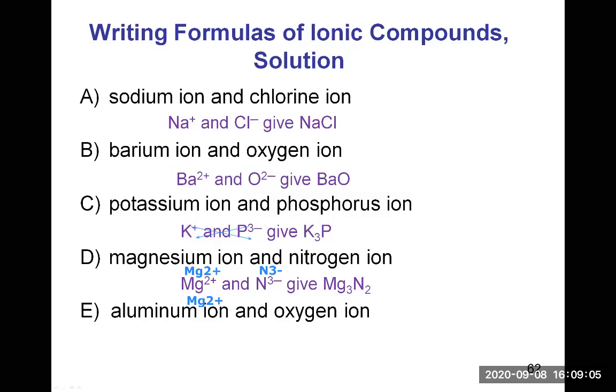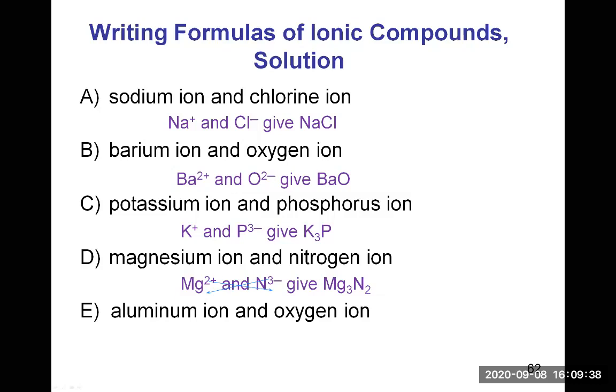You can also use the crisscross trick, and let me clear first. The crisscross trick here will show that the 3 from the nitride will go as a subscript for magnesium, and the 2 from the magnesium will become a subscript for the nitrogen. And you see that you get Mg3N2. This is called the crisscross trick. Usually works well.